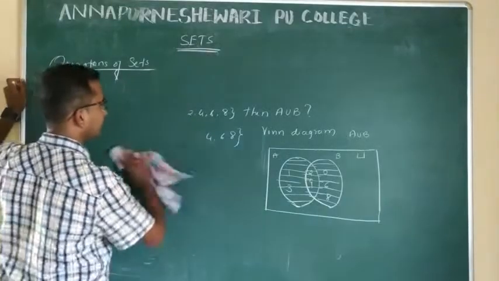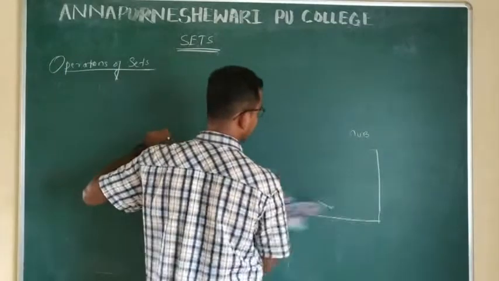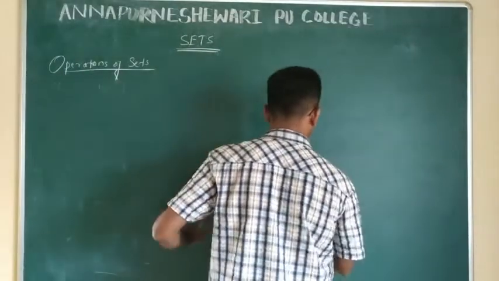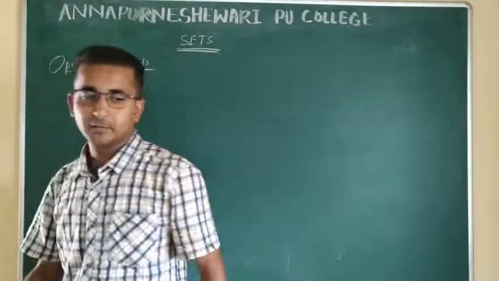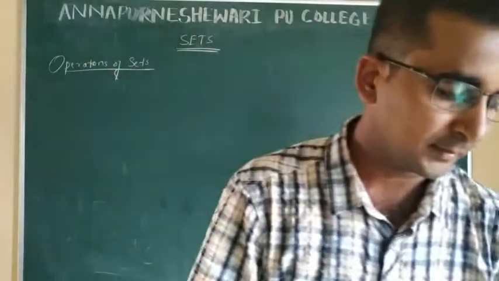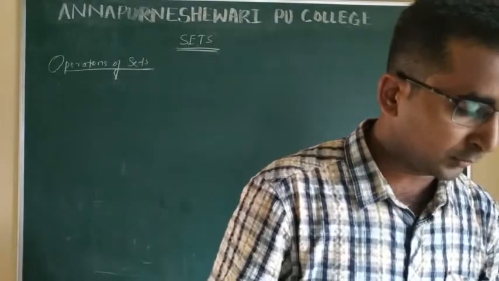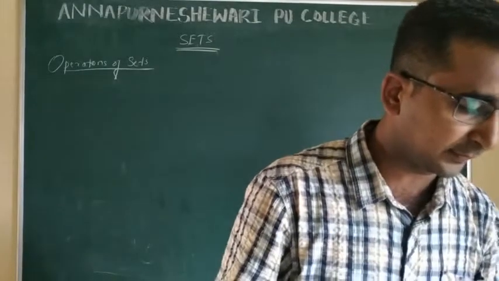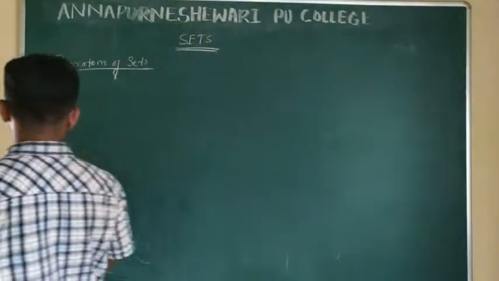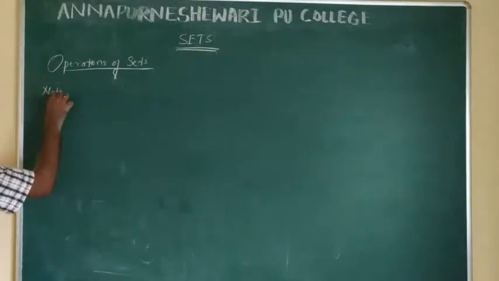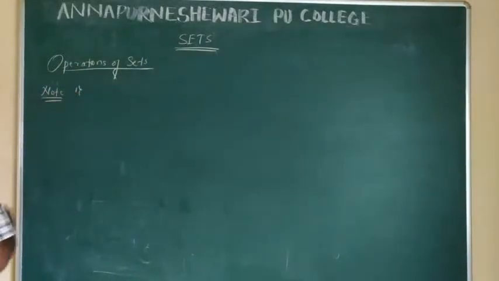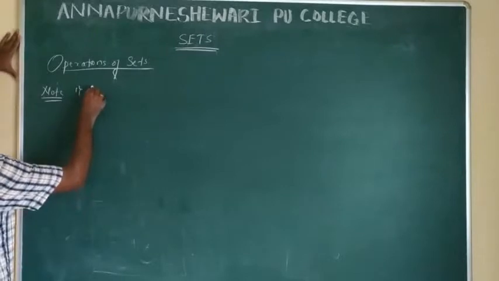So now we have studied the union of sets and the intersection of sets. The next one is about a few notes you have to note down for the intersection of sets. Note means important highlight. That is the first one.